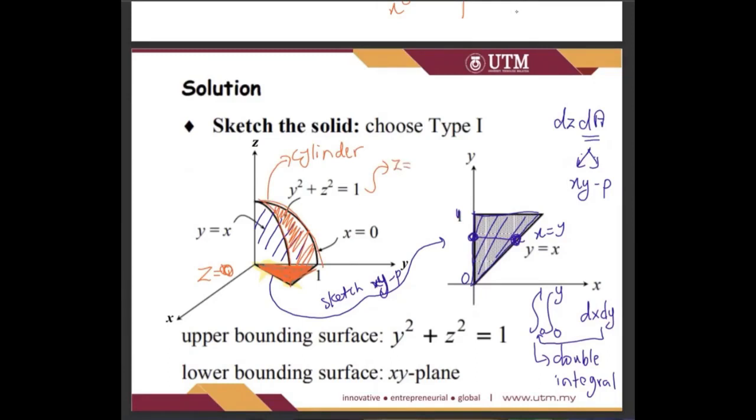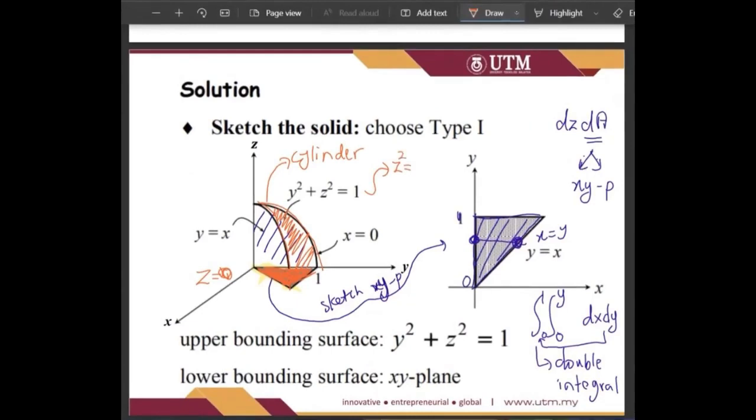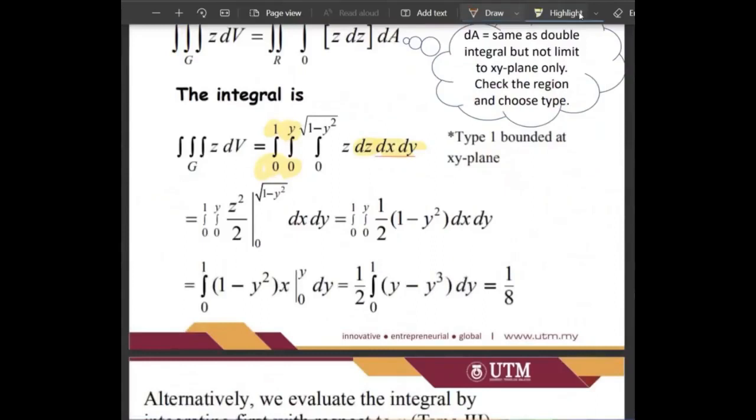z equal to what? Okay, let us see. z squared equal to 1 minus y squared. And then z equal to plus minus square root of 1 minus y squared. And then z equal to positive. This one is positive because this one is the first octant. That's why positive. So integration is between 0 to square root 1 minus y squared. Let us see the answer. Integration for z starts from 0 until square root 1 minus y squared.